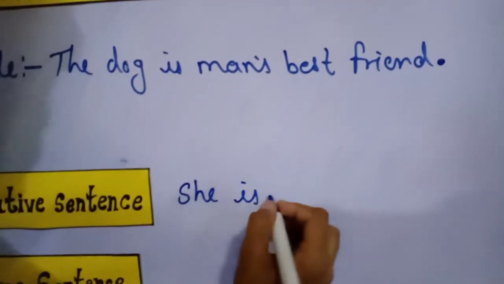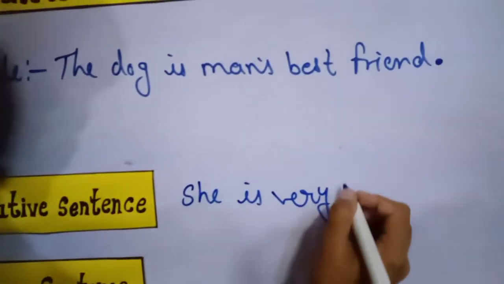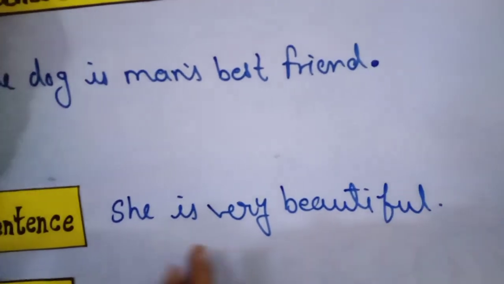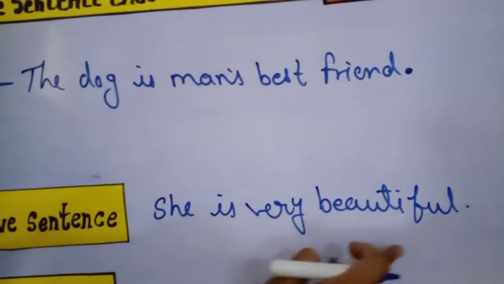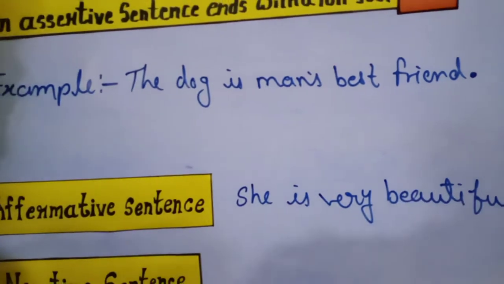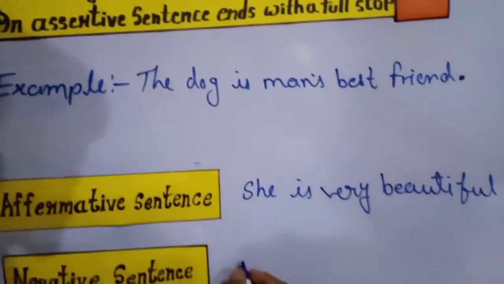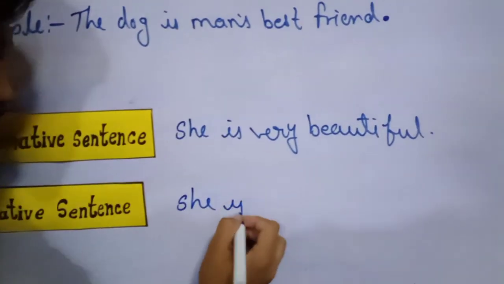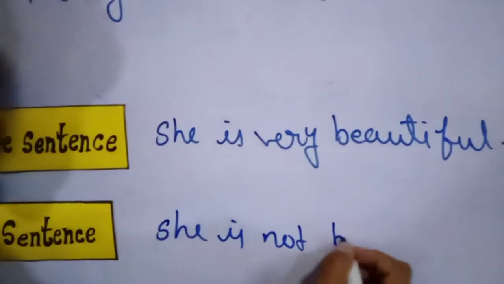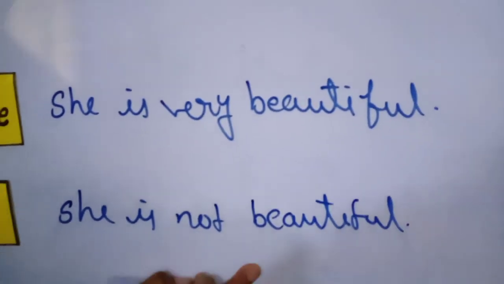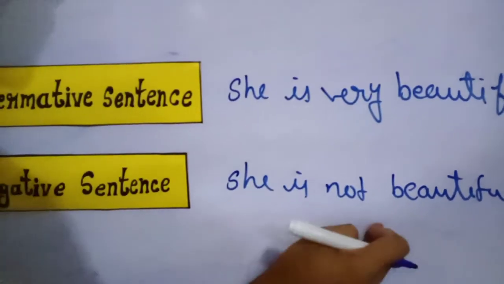She is very beautiful. She is very beautiful. We declare that she is very pretty, she is very beautiful. Now negative sentence of the same one. She is not beautiful, or we can say she is not very beautiful.